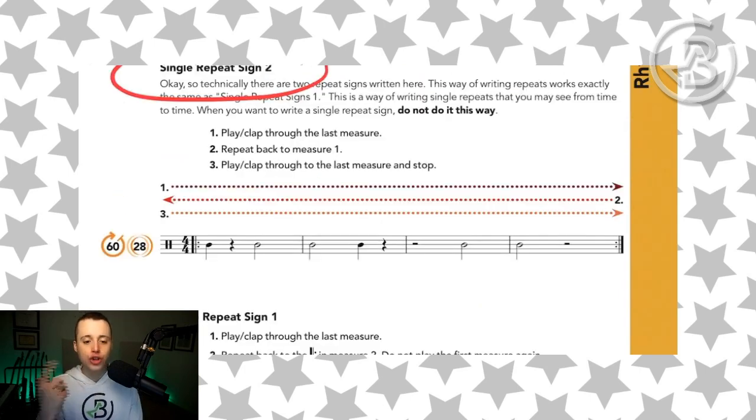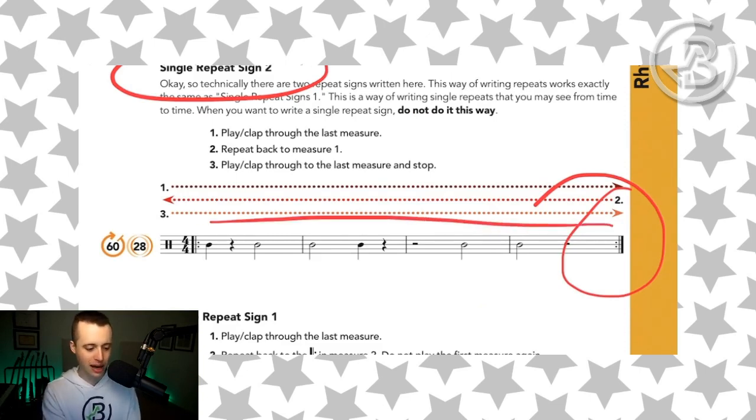Even though there are two repeat signs, only one of them actually matters and is doing any work. This one bumps us back to the beginning, and we do not need this extra repeat sign here. It doesn't do anything. There's no extra bumping needed. It does not help you do anything.